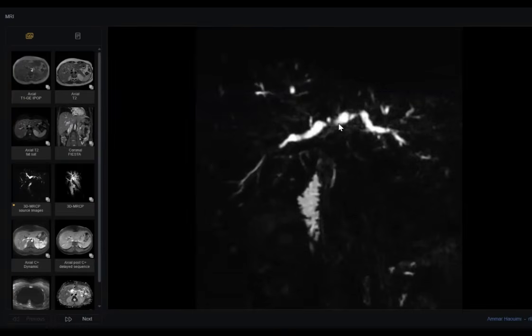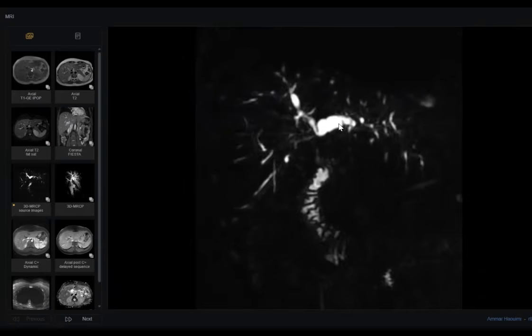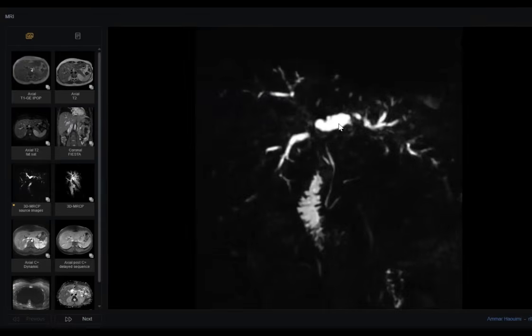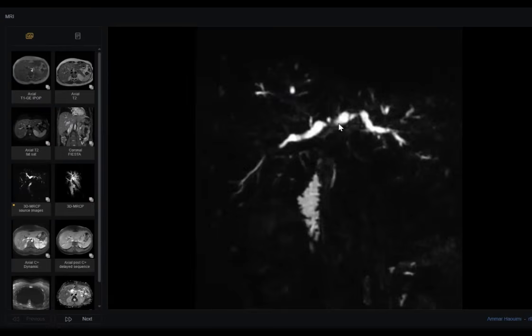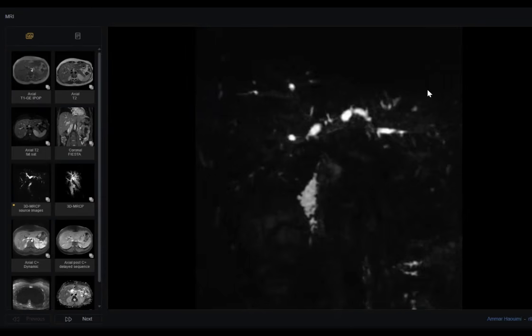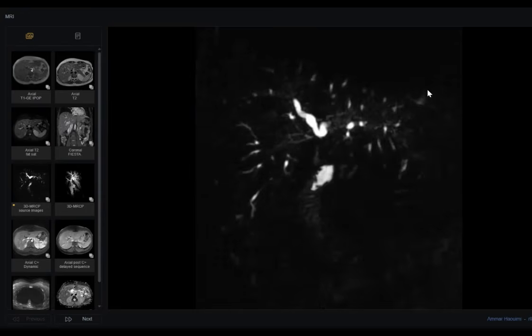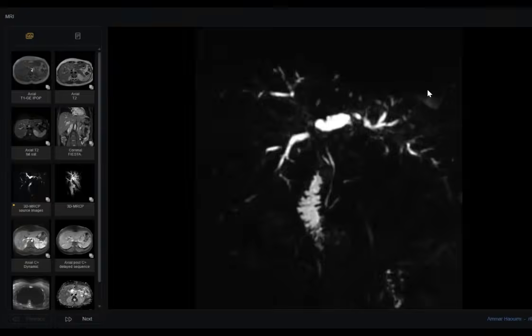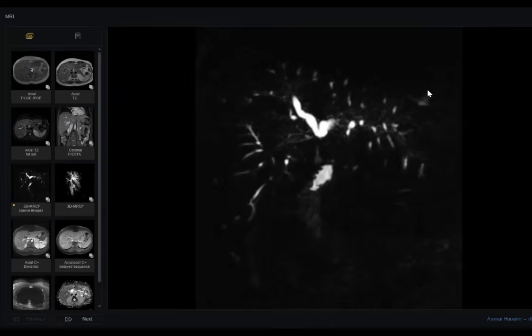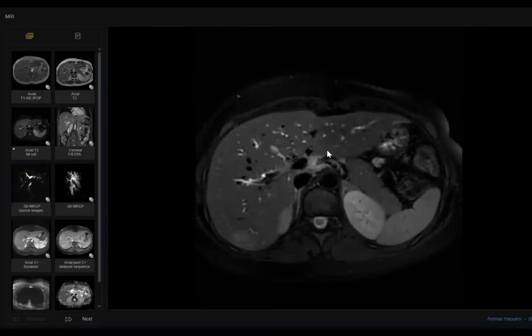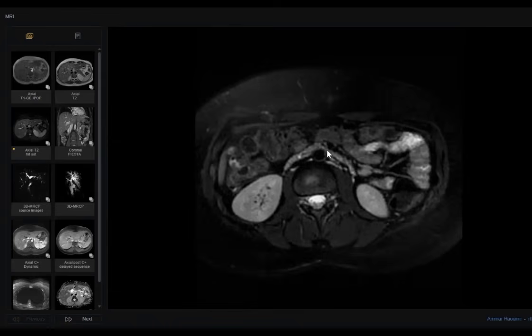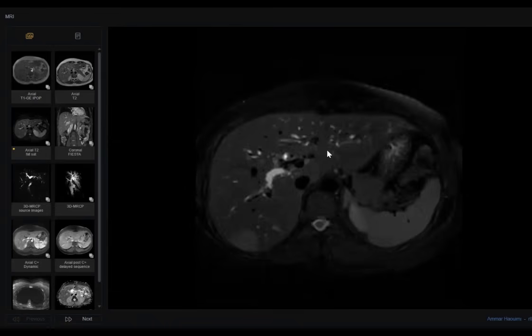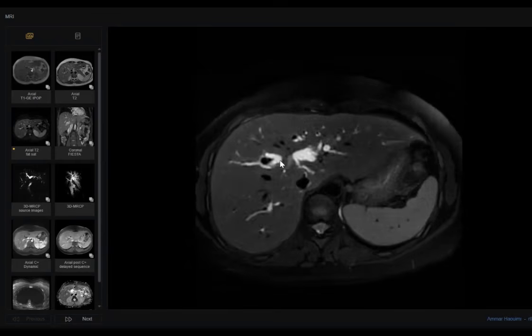This is the left, this is the right. The right has two ducts. By the way, the left one has medial and lateral duct. The right duct has anterior and, I think, posterior. Even here, this one and this another one. Look here, the right biliary radical. Look, posterior and anterior.